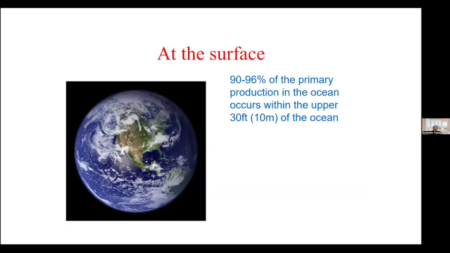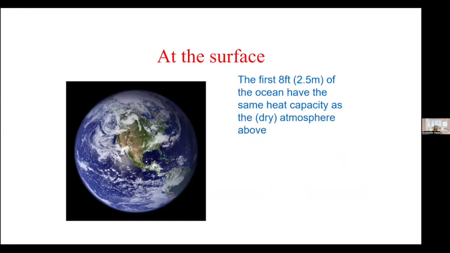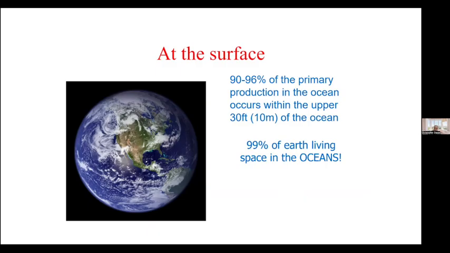And also because all that heat is absorbed in the ocean, 90 to 96% of the primary production occurs right in the top 10 meters of the ocean. Primary production is the first link in the food chain. So 99% of the Earth's living space is in the oceans.